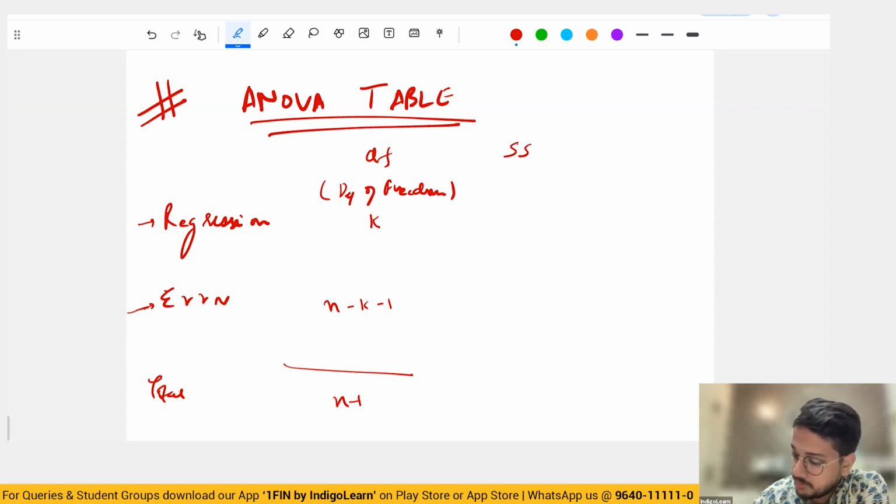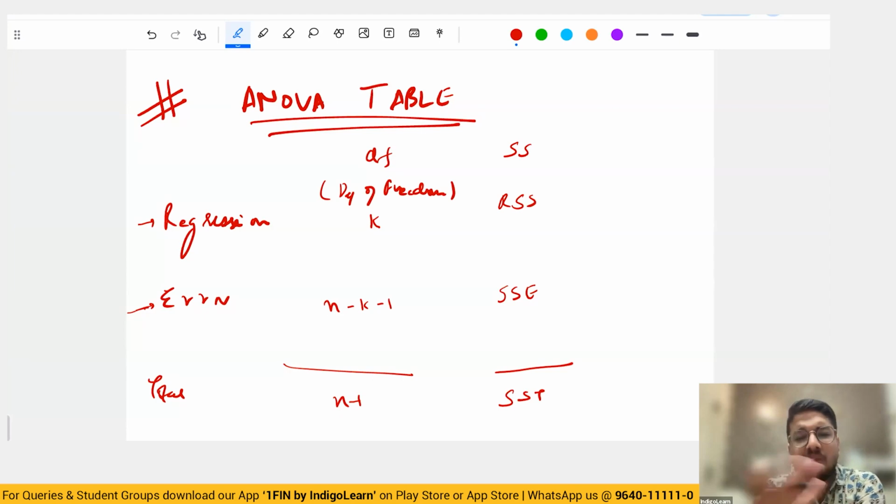Then there's sum of squares. Sum of squares for regression is called RSS, regression sum of squares. This is SSE, sum of squares error. And the total of this is called the total variation, or total sum of squares, whichever way you feel like.